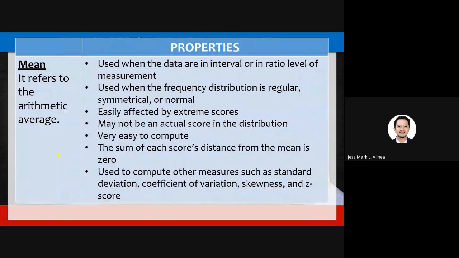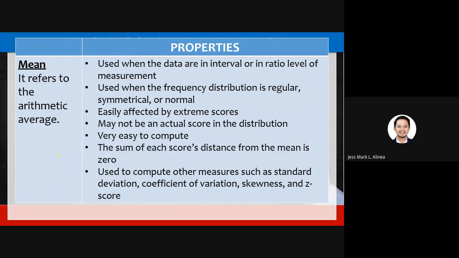So it starts with mean. It refers to the arithmetic average. Ginagamit when the data are in interval or in ratio level of measurement. It is used when the frequency distribution is regular, symmetrical, or normal, easily affected by extreme scores. Kung may zero ka, madaling hatakin ang average. May not be an actual score in the distribution. Pwedeng hindi nag-exist yung average doon sa set of scores na meron ka. That's possible. And very easy to compute. The sum of each score's distance from the mean is always 0. And ginagamit natin siya kapag nagko-compute tayo ng standard deviation, coefficient of variation, skewness, and z-score.